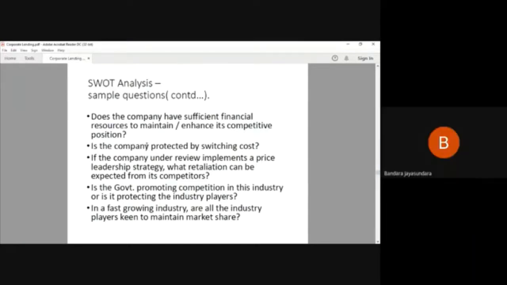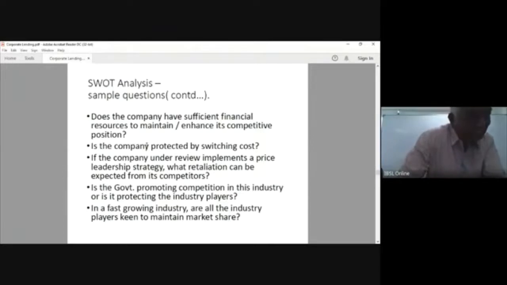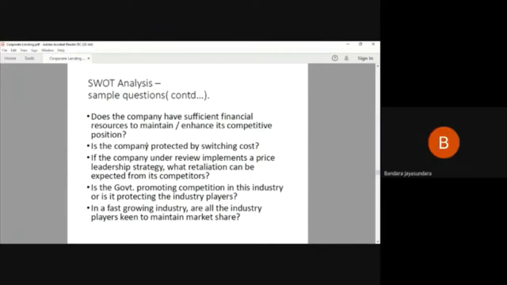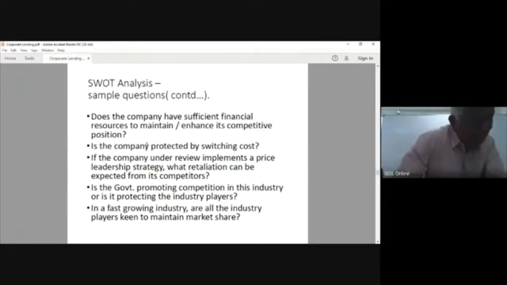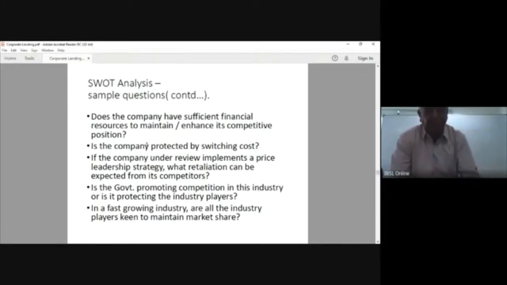So, if the answer is yes, what is it? Strength. It is a strength. If the answer is no, then it will be weaknesses. Does the company have sufficient financial resources to maintain? That is internal, and the answer is yes, it already has. So that is a strength. Right.